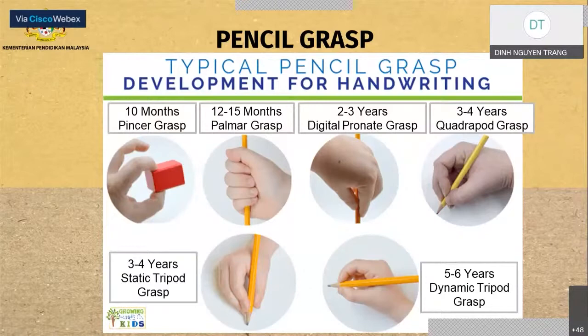Okay. So which one is the functional pencil grasp? Tripod grasp. Okay, the tripod. Do you have any other functional grasps here? Quadruped also can. Yes, good. So the immature ones will be the pincer grasp, palmar, and digital pronate grasp.